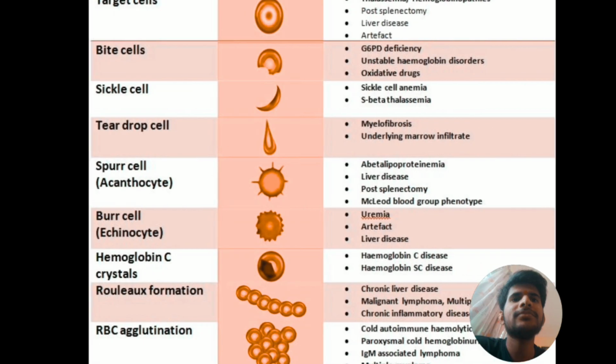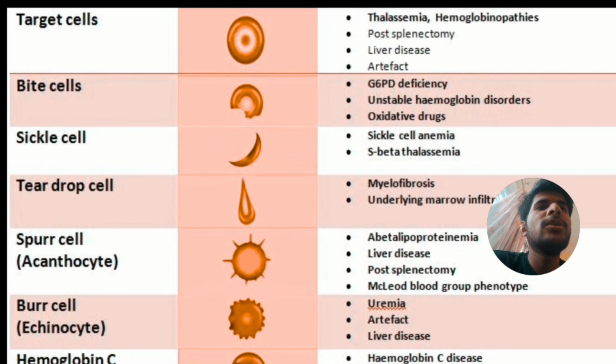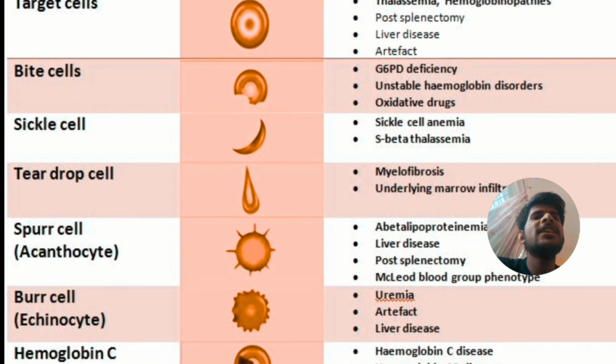Okay. Next, here are some RBC structures and in which type they are seen. First we will talk about the target cell. Target cell means it will look like a target, a bow and arrow. We will hit the arrow to the target. It looks like target cell. It is seen in thalassemia, hemoglobinopathies, and post-splenectomy, liver disease and artifact.